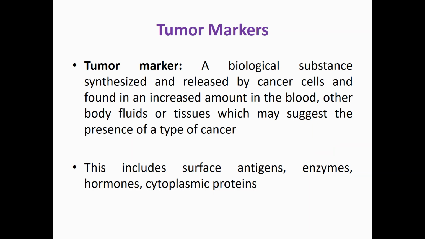Now we will discuss tumor markers. What is a tumor marker? Marker means that it marks that particular condition, whether a tumor is there or not. So what is a tumor marker? They are biological substances synthesized and released by the cancer cells, and they are found in increased amounts in the blood or other body fluids or tissue, which may suggest the presence of a particular type of cancer. These include certain surface antigens, enzymes, hormones, and cytoplasmic proteins. They are actually synthesized and released by the cancer cells.